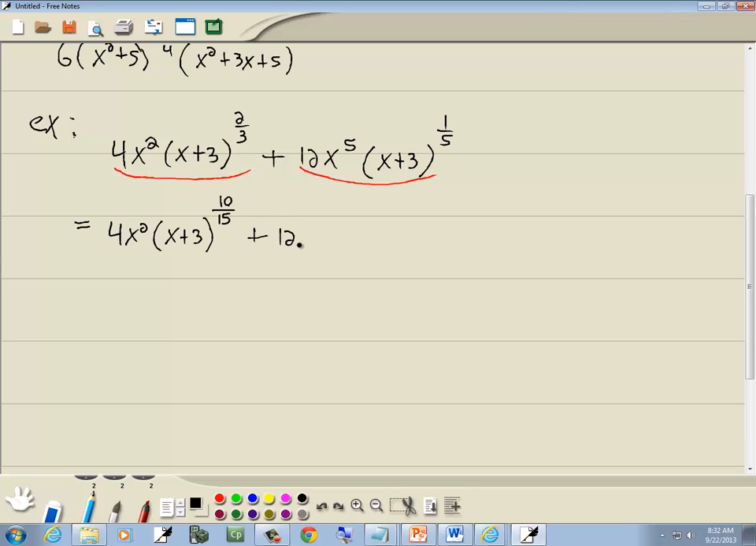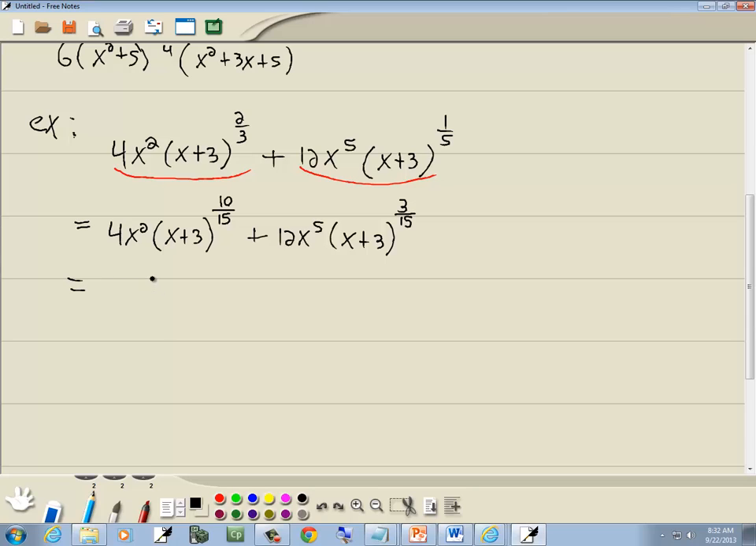Plus 12x to the fifth, (x plus 3), and again we want to rewrite them both with the same denominator. Now in this one I multiplied the bottom part by 3, so I have to multiply the top part by 3.